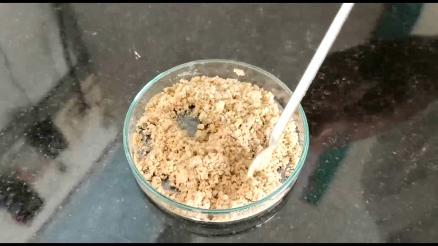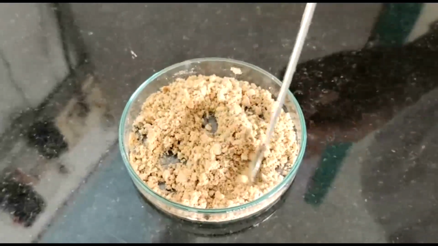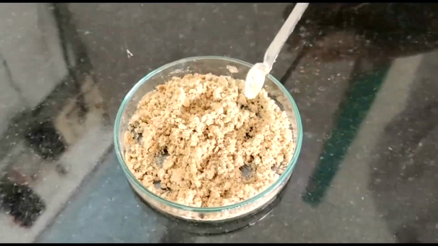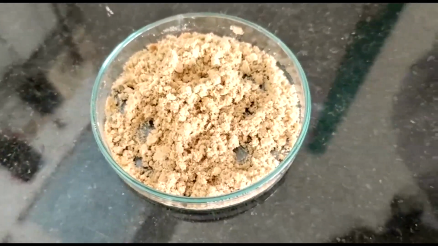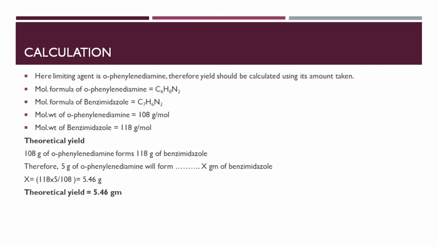You can see that our product has been dried. So the product is benzimidazole. Now we will proceed for the further calculations. So we have seen how to synthesize benzimidazole using orthophenylene diamine. Now let us see the calculation, how to calculate the theoretical yield and the percentage practical yield.